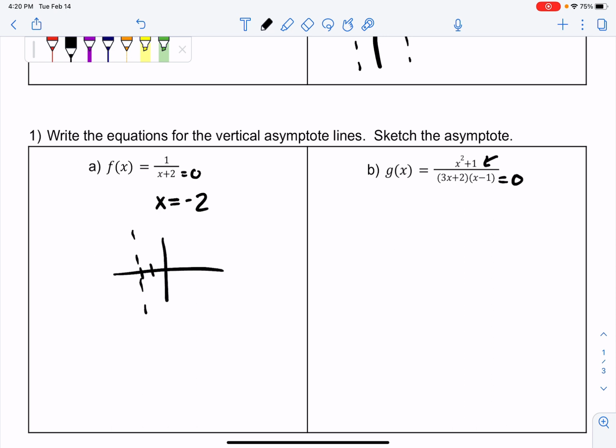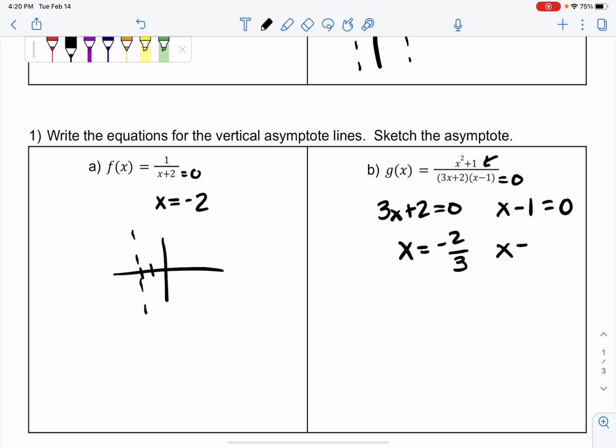So we just want to set the denominator equal to 0. And then zero product property tells us there are two ways this can happen. Either 3x plus 2 equals 0 or x minus 1 equals 0. We want to solve for both. x equals -2/3, or x equals 1. So this is going to have two vertical asymptotes, one at +1 and one at -2/3.